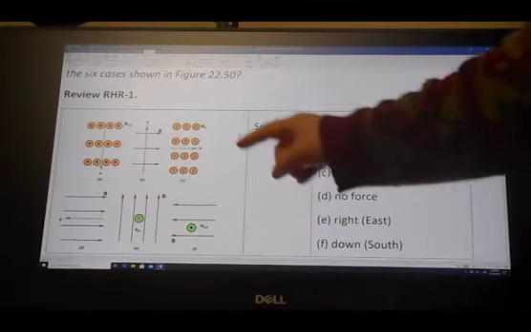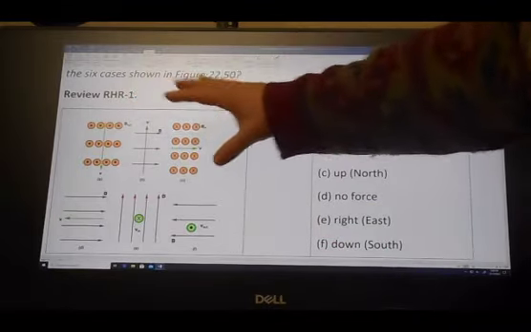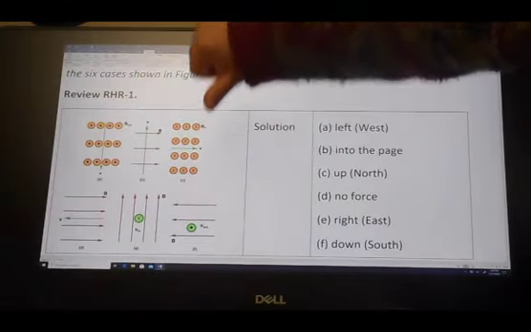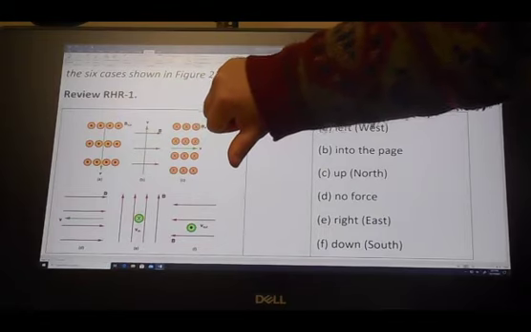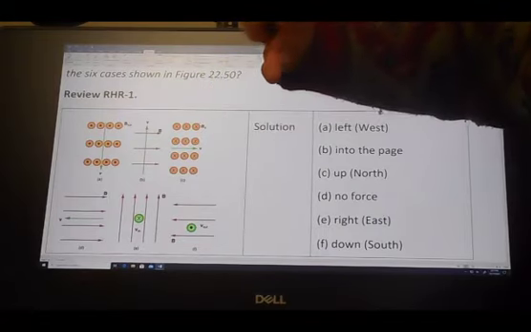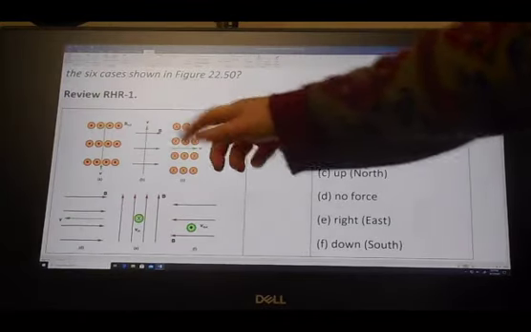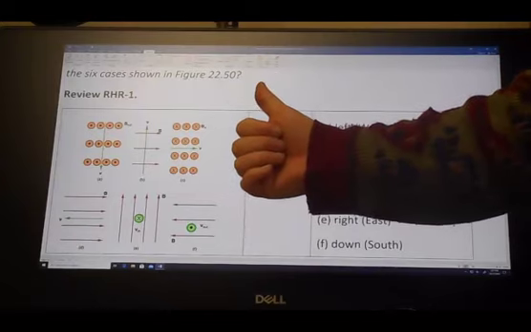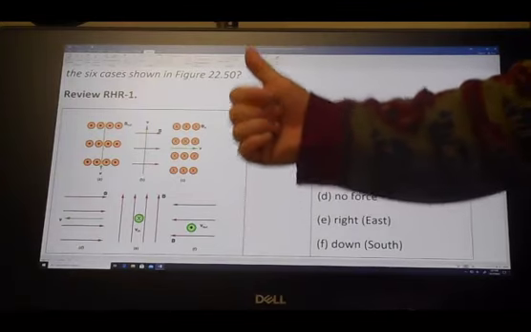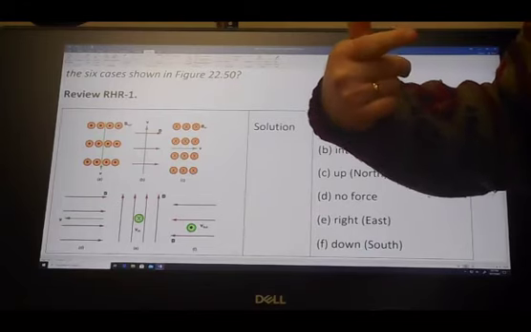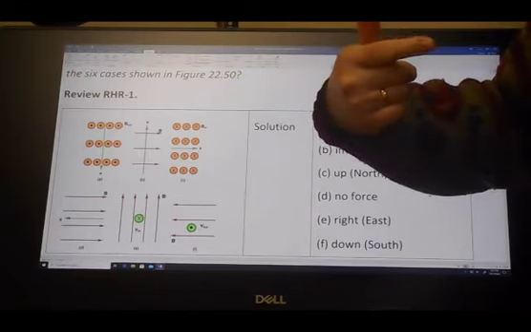In any case, these are all positively charged particles. First one, velocity is down for the positive particle. The magnetic field is coming at us, and the force is to the left, and that's exactly what it says here. The next one, velocity of the positive particle is upward, magnetic field is to the right, and therefore the force is into the paper.